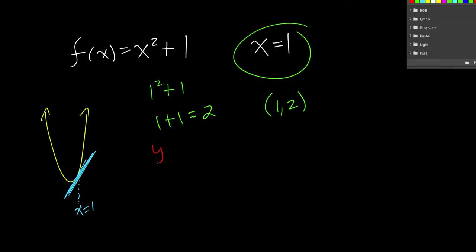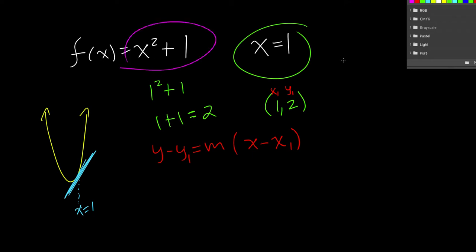Now we're going to use point slope form, so y minus y1 equals m times x minus x1. So we have the y1 and the x1, because here's x1, here's y1, but we don't have the slope. And so what we need to do is take the derivative of the original, which is going to be f prime of x equals 2x. And we want to know at that specific point, so we plug in a 1. 2 times 1 is 2. And so that means our m is equal to 2.